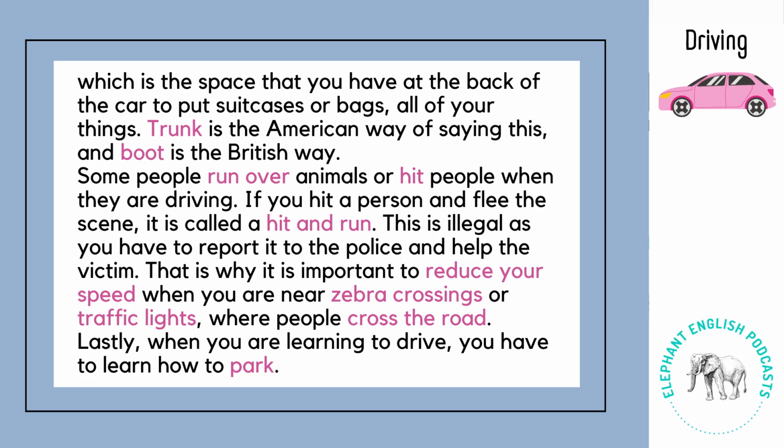Some people run over animals or hit people when they are driving. If you hit a person and flee the scene, it is called a hit and run. This is illegal as you have to report it to the police and help the victim. That is why it is important to reduce your speed when you are near zebra crossings or traffic lights, where people cross the road.